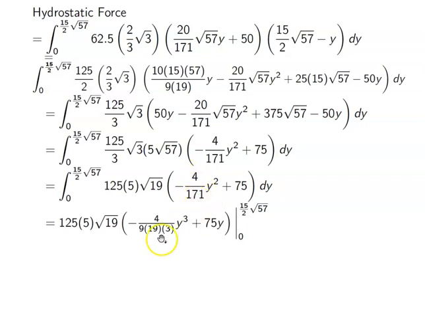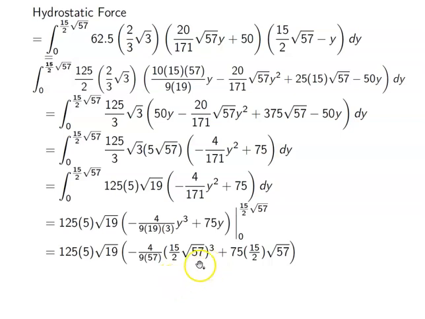Here, remember, I know 171 is 9 and 19. So when I integrate, this turns into a 2, I'm sorry, a 3. It gets multiplied as a denominator for the constant value. This just gains a y, and I am going to evaluate at 15 over 2 root 57 to 0. Notice that when I plug in 0, the whole thing goes to 0 here. So I really only have to look at what happens when I plug in 15 over 2 root 57. Okay, so I'll do that for the cubed and the y, and we'll start to try to simplify things.